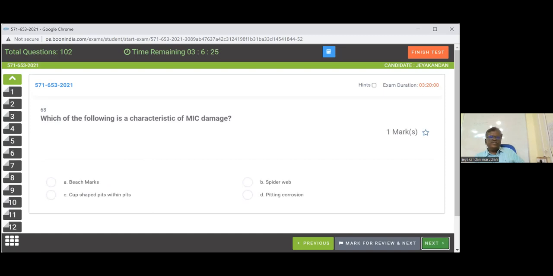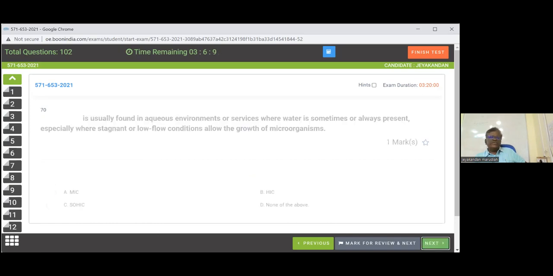Yes, next. Which of the following is a characteristic of MIC? Cup-shaped pit within a pit. Which of the following is an effective method of preventing MIC? Materials, low velocity, wrapping and cathodic protection of underground structures. Next. It is usually found in aqueous environments or services where water is sometimes or always present, especially where there are stagnant or low flow conditions. That is the definition of MIC.